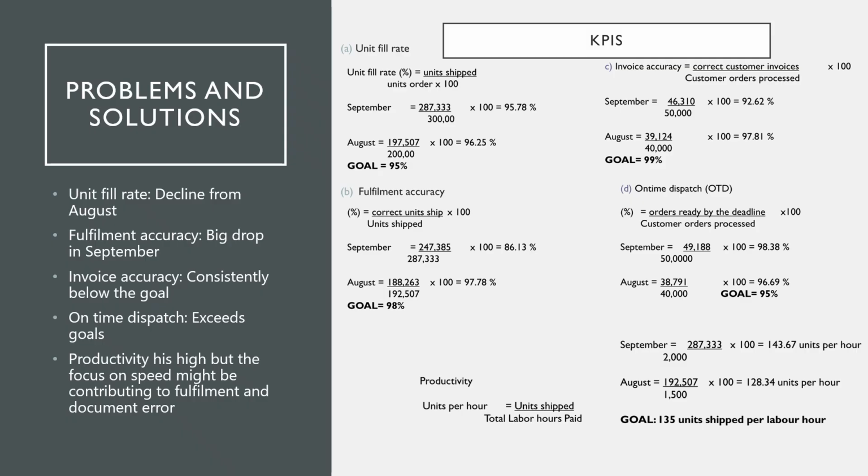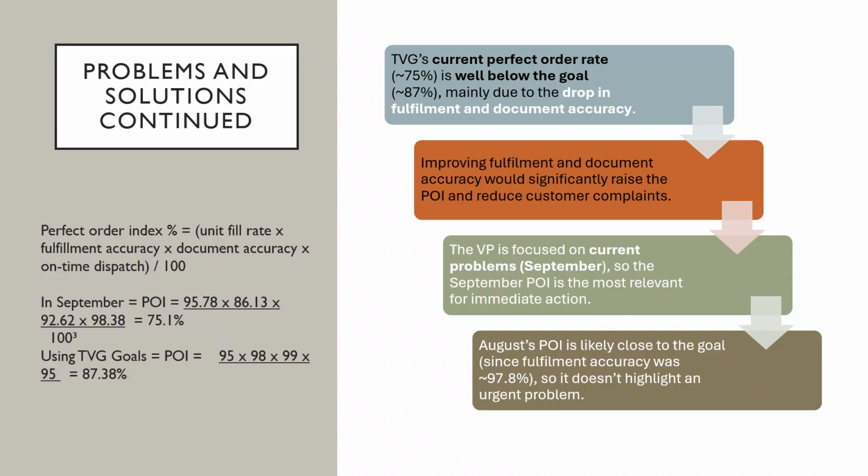However, this strength may actually be masking a problem, and the company's strong focus on speed and productivity could be contributing to the mistakes that we see in fulfillment accuracy and documentation. In other words, TVG is meeting deadlines, but sometimes at the cost of quality. Overall, the challenge here isn't just fixing isolated problems. It's about balancing speed with accuracy so that the efficiency does not come at the expense of customer satisfaction.